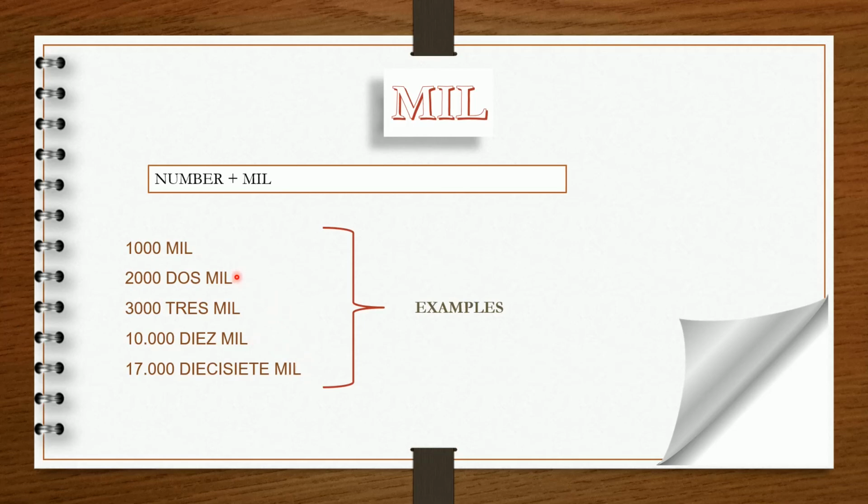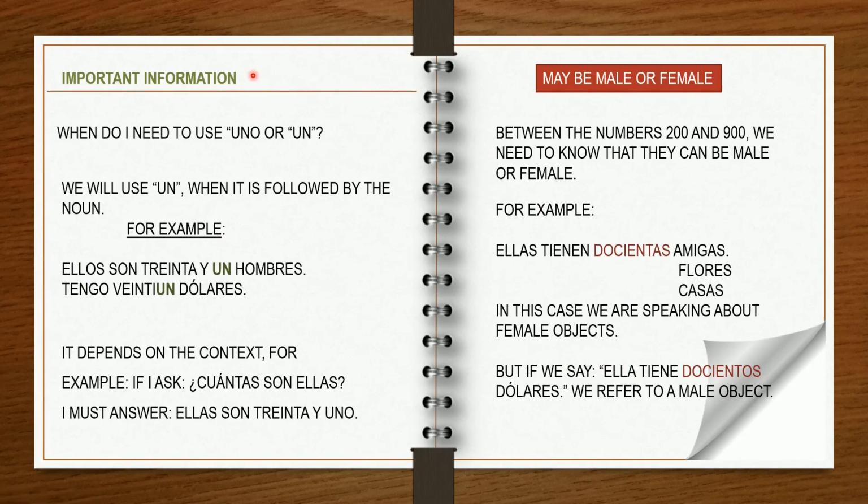So, for example, if you want to say 2000, you will say dos mil. If you want to say 3000, you will say tres mil. If you want to say 10,000, you will say diez mil. And if you want to say 17,000, you will say diecisiete mil. So, once again, 1000, 2000, 3000, 10,000, 17,000.